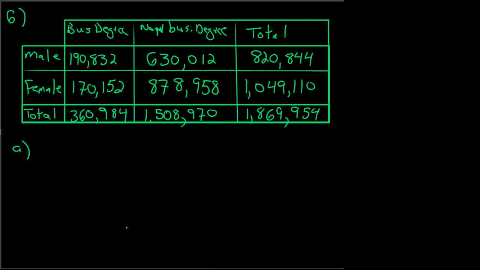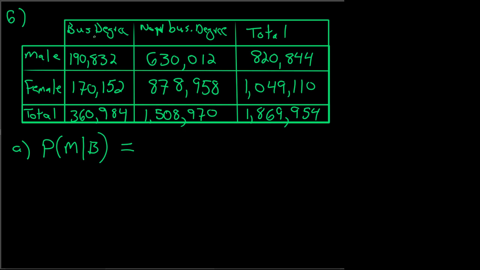And so we have the accompanying table shows the numbers of male and female students in a particular country who received bachelor's degrees in business in a recent year. And there are two parts here. Find the probability that a randomly selected student is male given that the student received a business degree. So the probability that the student is male given that they received a business degree. I'll use that notation.